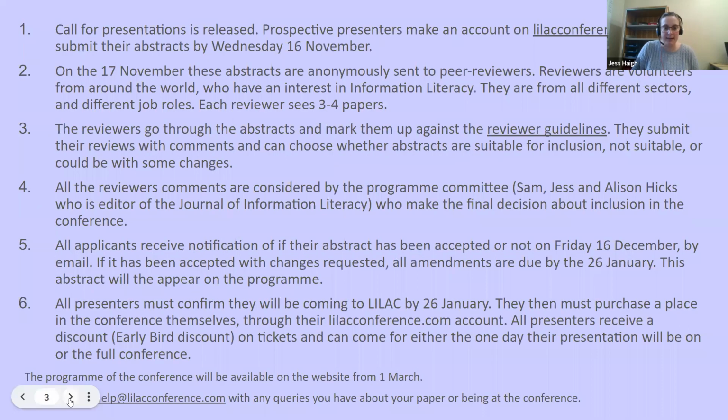So if we go on to the next slide, it is quite wordy, but this is the process for how papers are put together within the LILAC programme. Firstly, the call for presentations is released. The call for presentations for LILAC 2023 was released earlier in October, and all abstracts must be submitted by Wednesday the 16th of November.